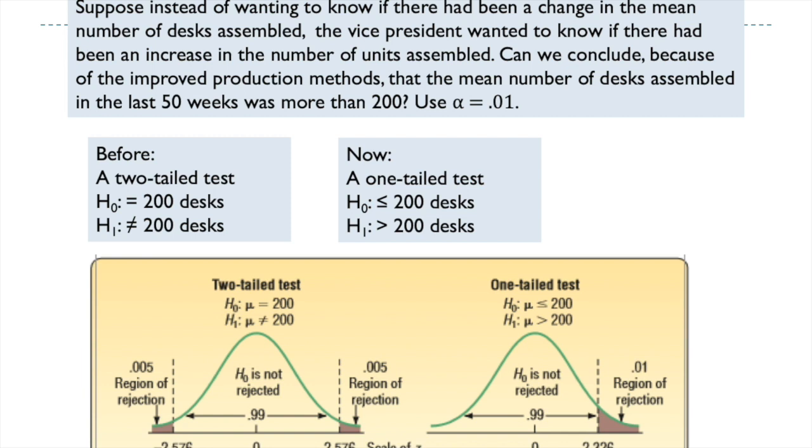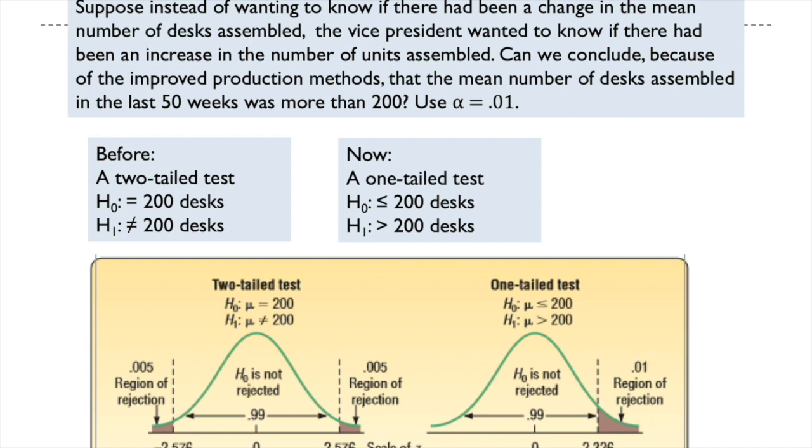So, let's compare this to what a one-tailed test example would look like. Instead of wanting to know if there'd been a change in the mean number of units produced, what if our VP wanted to know if there had just been an increase in the number? So, could we conclude that based on the improved production methods, the mean number of units in the last 50 weeks was more than 200?